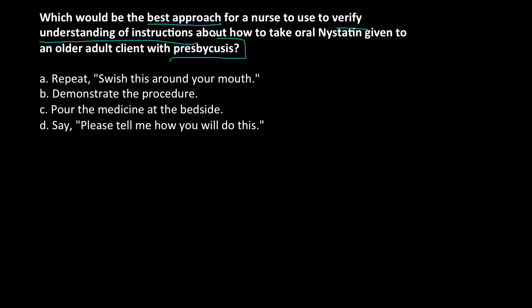You must know this term in order to help you answer the question, right? Presbycusis, we know, is just hard of hearing, so we know it's a hearing issue. That is a terrible writing. Well, it's hearing, right? Hard of hearing. But the question is asking the best approach that you can use to verify understanding of instructions. And this would actually be the same for anybody, even if they didn't have a hearing issue. So presbycusis, you're thinking this older adult client can't hear, right? He's hard of hearing. So swish this around your mouth.